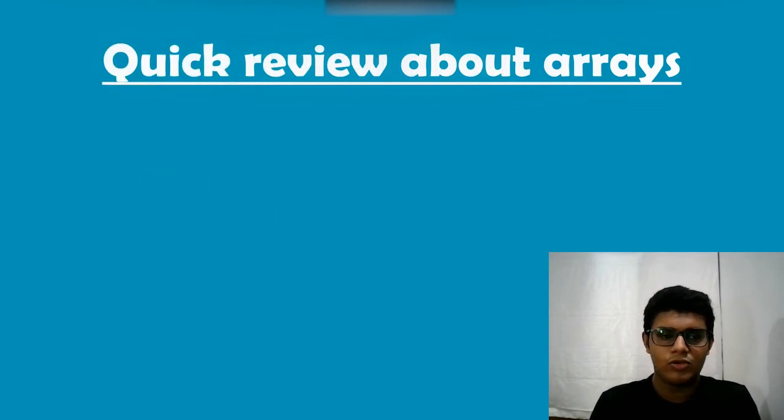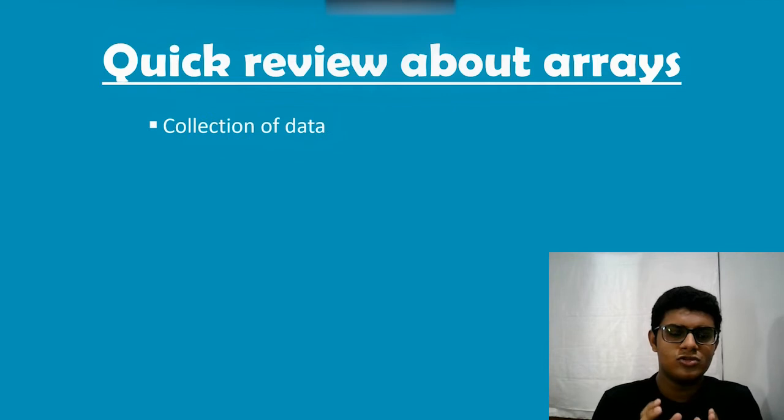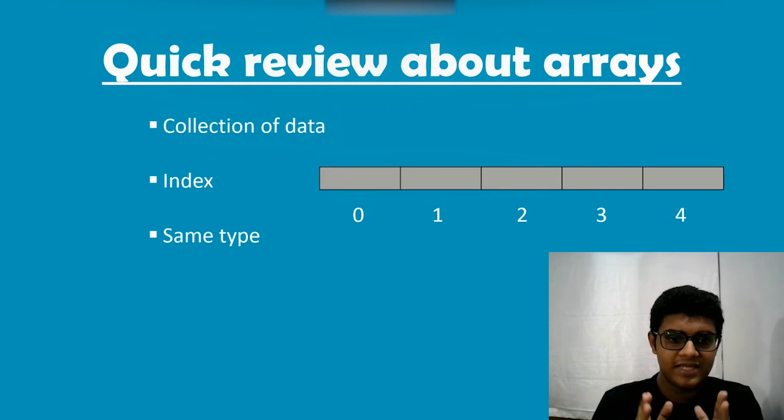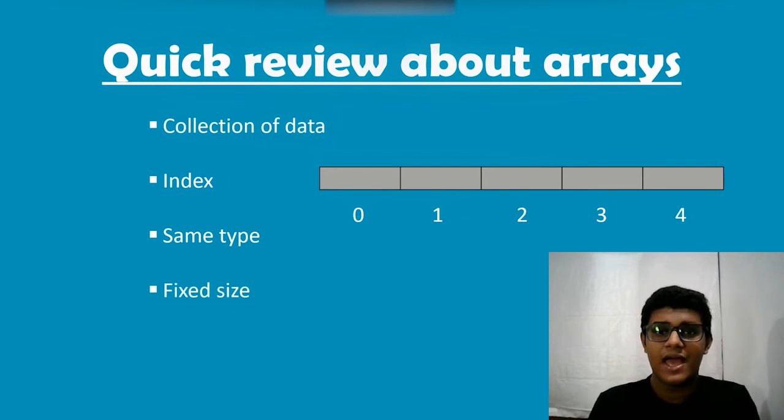Let's take a quick review about arrays. We are using arrays to store a collection of data. All the data in an array are called elements. Each element has an index value. Index values start from 0 and increase one by one. We use the index value to get specified elements of an array. All the elements in an array must be the same data type. For example, in an integer type array we can't store a string type value. Also, the length of an array must be a fixed size.